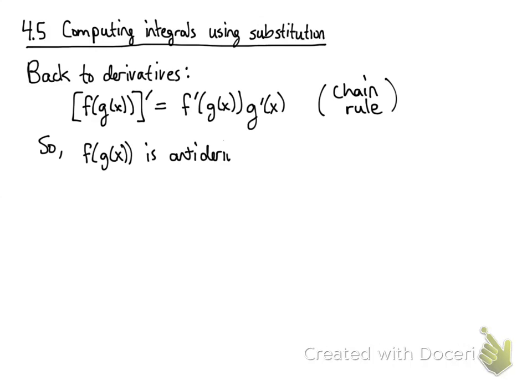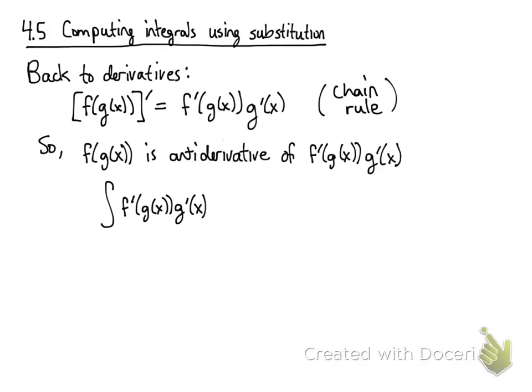But what does that tell us? That tells us that f of g of x is the antiderivative of all this stuff, f prime of g of x times g prime of x. That means if I want the indefinite integral of f prime of g of x times g prime of x, indefinite integrals are just antiderivatives, so the indefinite integral equals f of g of x plus any constant.